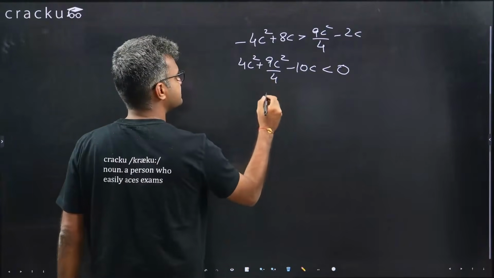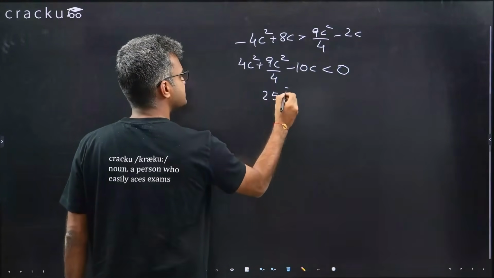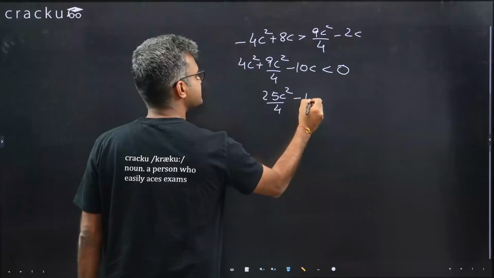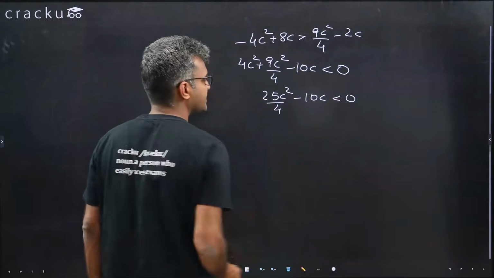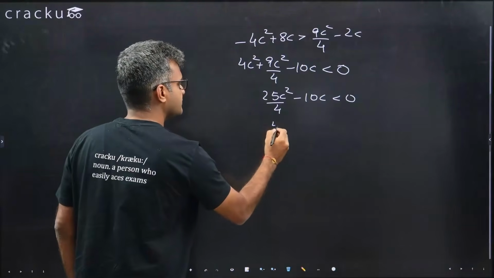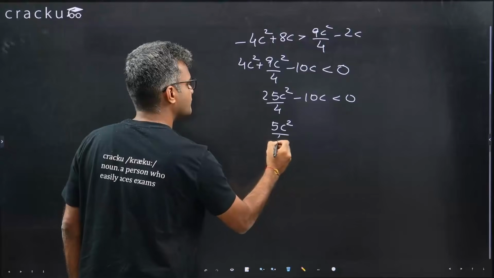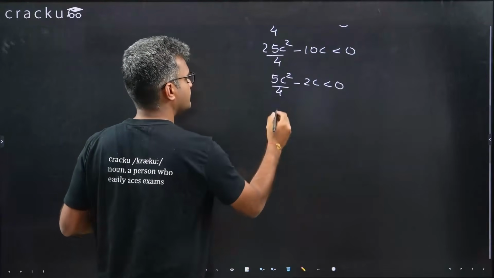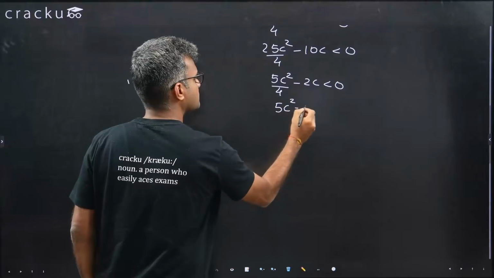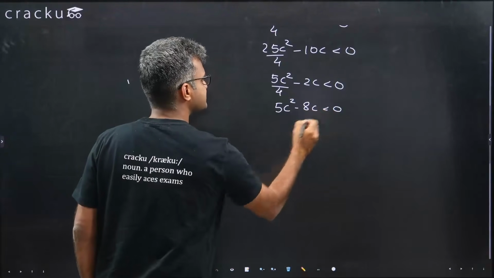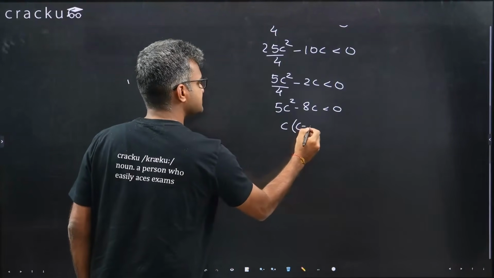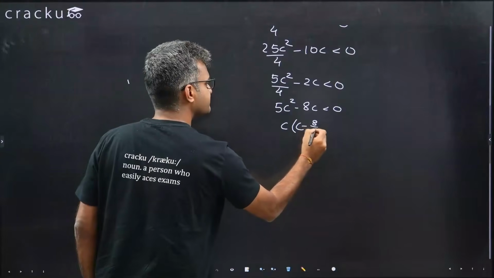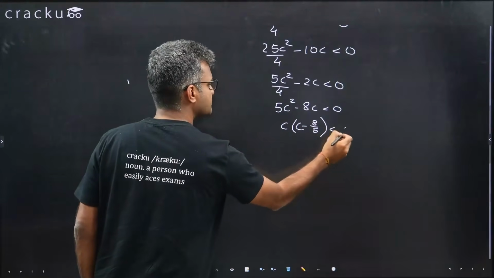Or this is 25c square by 4 minus 10c is less than 0. We can divide the entire equation by 5. We want 5c square by 4 minus 2c to be less than 0, or we want 5c square minus 8c to be less than 0. This is c into c minus 8 by 5 should be less than 0.